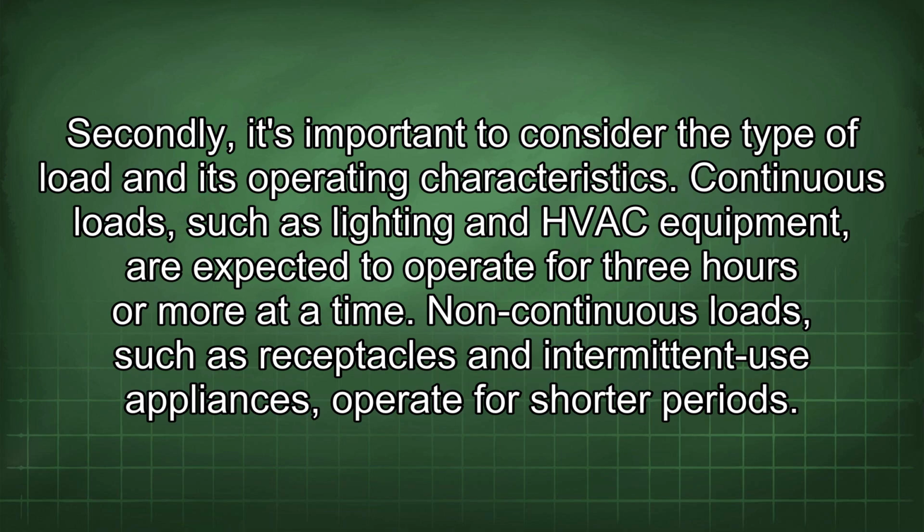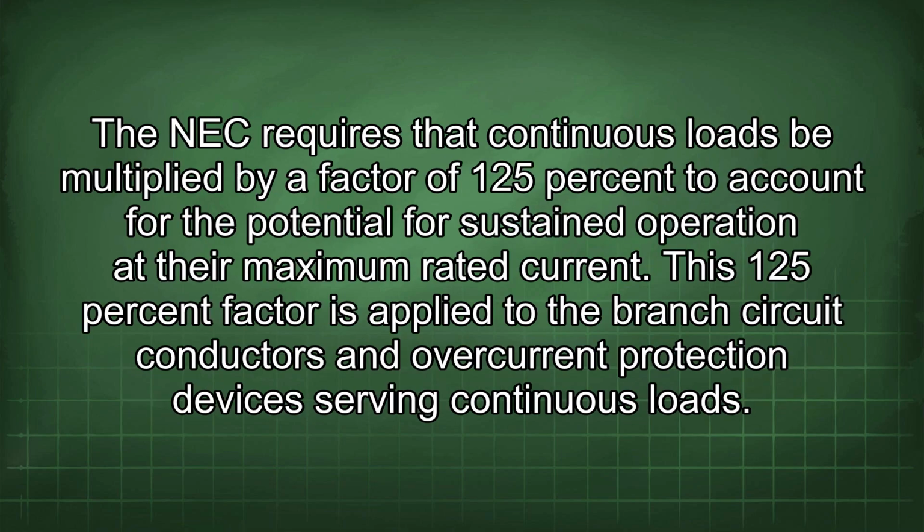Non-continuous loads, such as receptacles and intermittent use appliances, operate for shorter periods. The NEC requires that continuous loads be multiplied by a factor of 125% to account for the potential for sustained operation at their maximum rated current. This 125% factor is applied to the branch circuit conductors and overcurrent protection devices serving continuous loads.